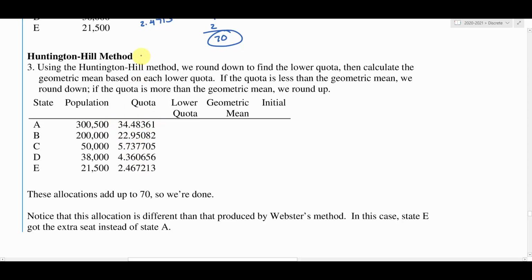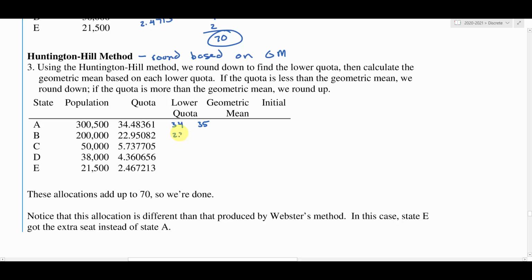And Huntington Hill, remember, rounds based on the geometric mean. So we're not using 0.5 anymore to determine how something rounds. We're using the geometric mean to determine how something rounds. So we've got to find a lower quota and also its upper quota. The lower quota here would be 34, which means its upper quota would be 35.